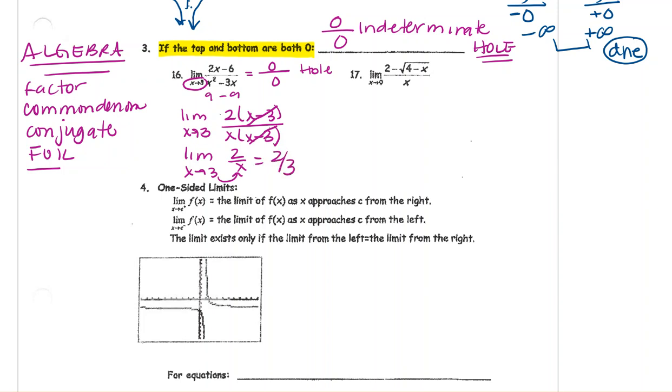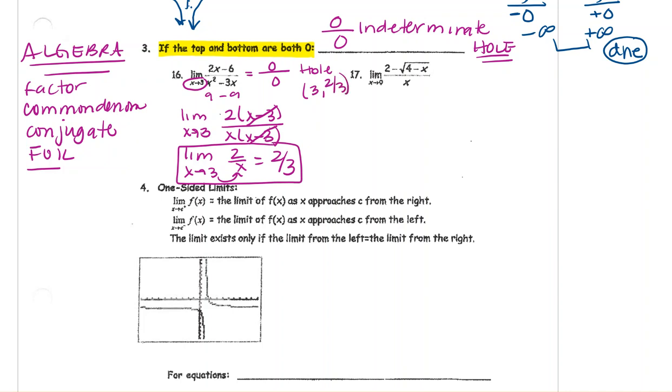So what happens is once you've removed the hole, then you're allowed to plug in a number. And so now I plug in the number, and the value of this limit would be 2/3. And what it means is that there's a hole at 3, 2/3.